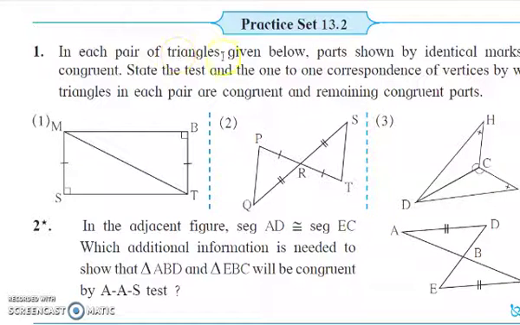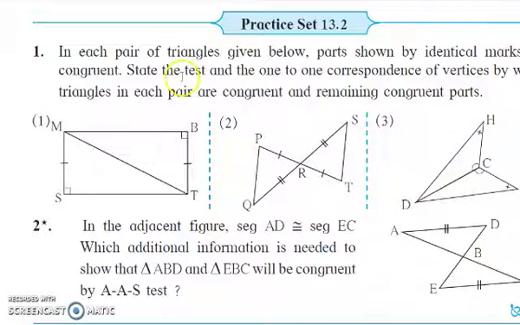In each pair of triangles given below, parts shown by identical marks are congruent. State the test and the one-to-one correspondence of vertices by which the triangles in each pair are congruent, and the remaining congruent parts also.